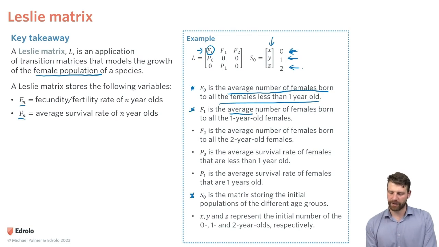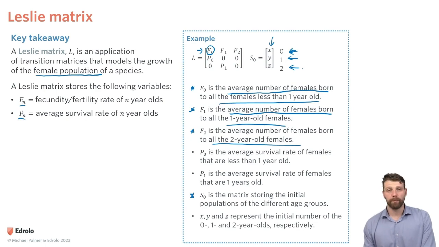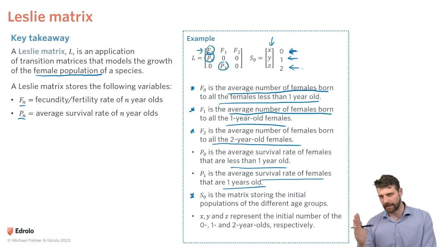F1 is the average number of females born to all of the 1-year-old females. And F2 is the average number of females born to all the 2-year-old females. P0 is the average survival rate of females that are less than 1 year old, and P1 is the average survival rate of females that are 1 year old. So in a population of animals, we don't expect all of them to survive. And so in this case, these values sort of tell us how many of that species make it to the next state. Okay, I think that's everything on that slide, so let's move forward.